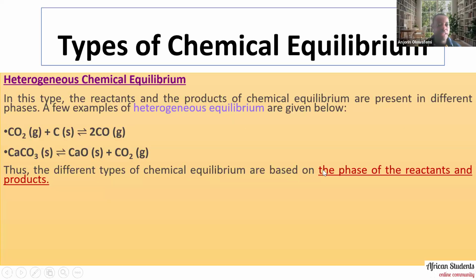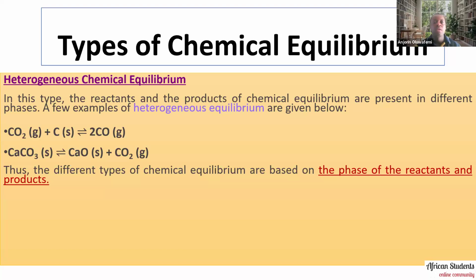The second type is what we call the heterogeneous chemical equilibrium. In this type, the reactants and the products of chemical equilibrium are present in different phases. A few examples of heterogeneous equilibrium are given below. When you have CO2 in gaseous phase reacting with carbon in solid phase to give us carbon monoxide, CO, in gaseous phase, that is an example of a heterogeneous chemical equilibrium. So the different types of chemical equilibrium are based on the phase of the reactants and the products. For homogeneous, they exist in the same phase. For heterogeneous, they exist in different phases.